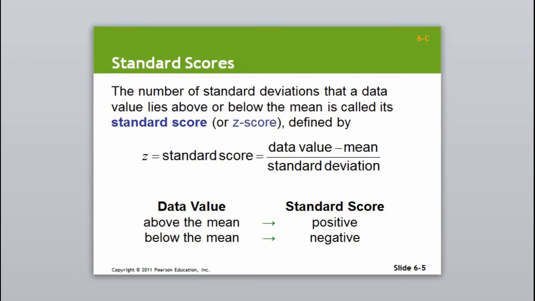If our z-score is positive, that means our data point is above average, so it's bigger than the typical point. If our z-score is negative, that means the data point is below average, or smaller than most of the other data points.